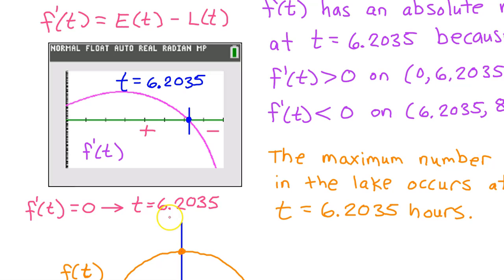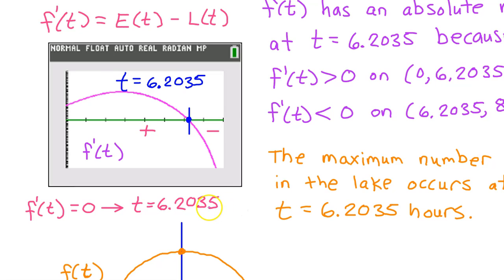Let me go back for a minute. I skipped an important step. It's easy to forget when we use a graphing calculator to find a critical value, but we must identify critical values in our work like this. F prime at t is equal to 0 at t equals 6.2035. In the College Board rubrics, this statement is often worth a point all by itself, so make sure you don't skip it.